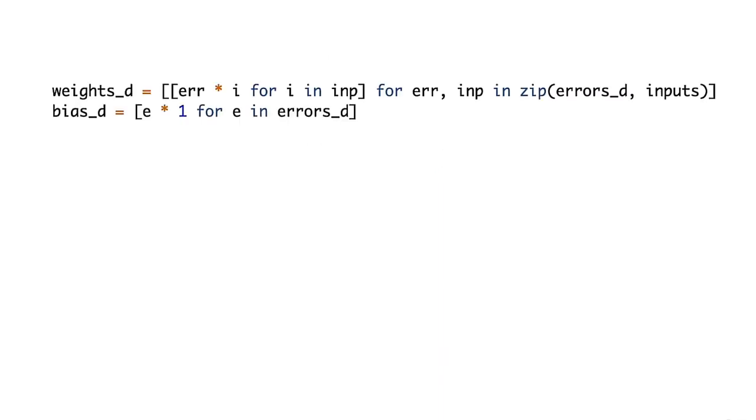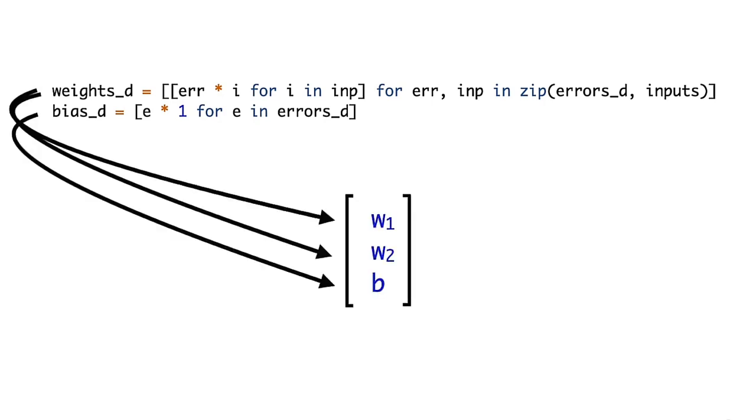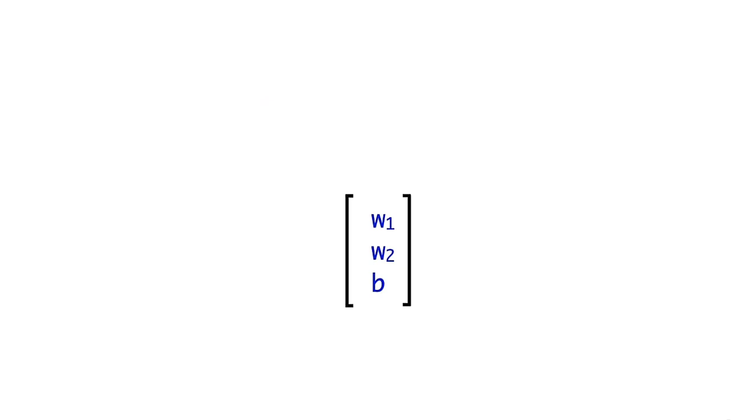Look at the code. The weights deltas and bias delta are calculated separately. But all the values from both lists together form the gradient. The gradient is a vector that can have any number of elements.